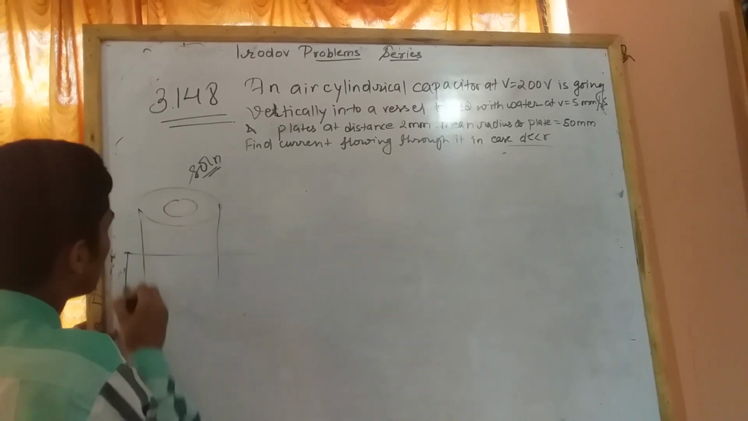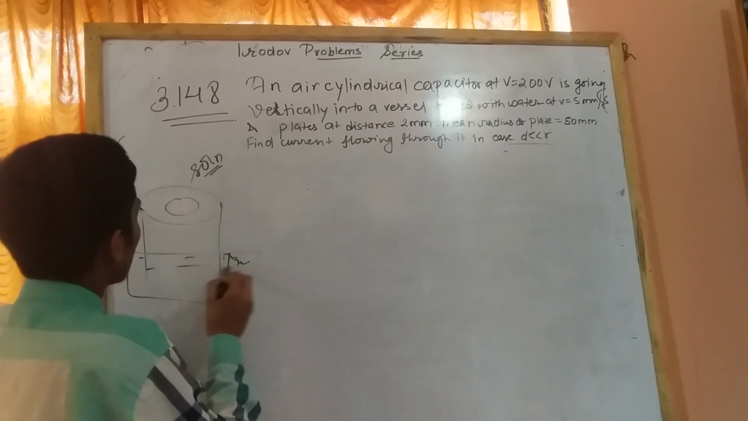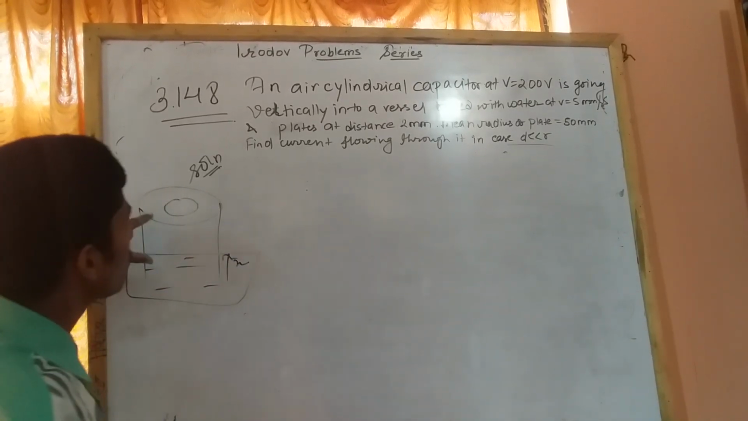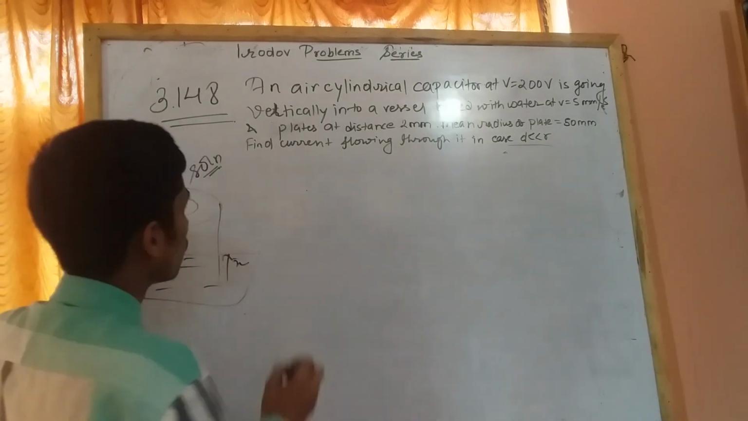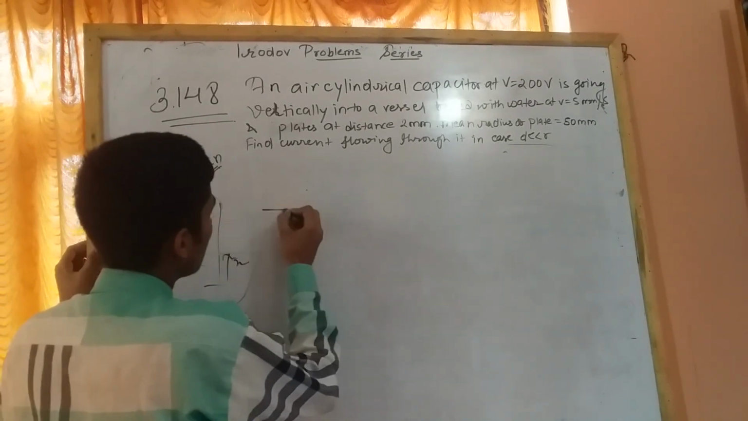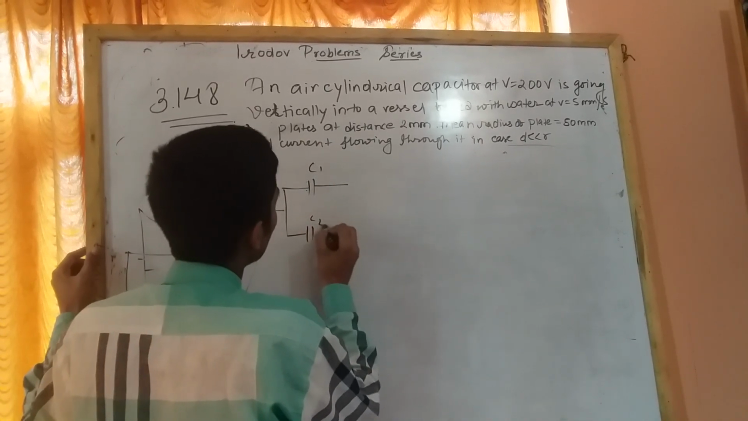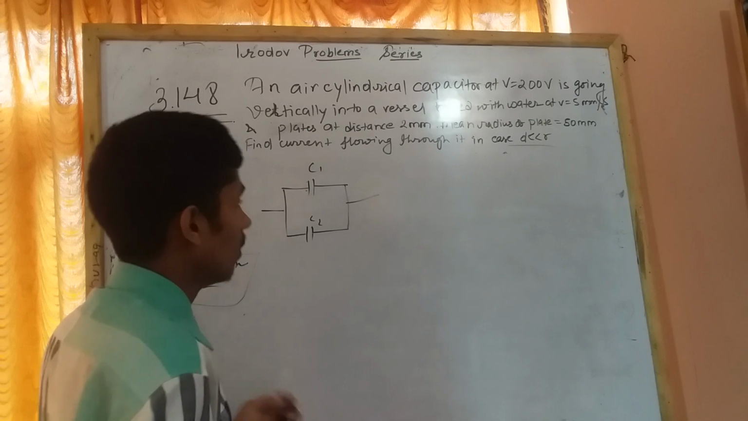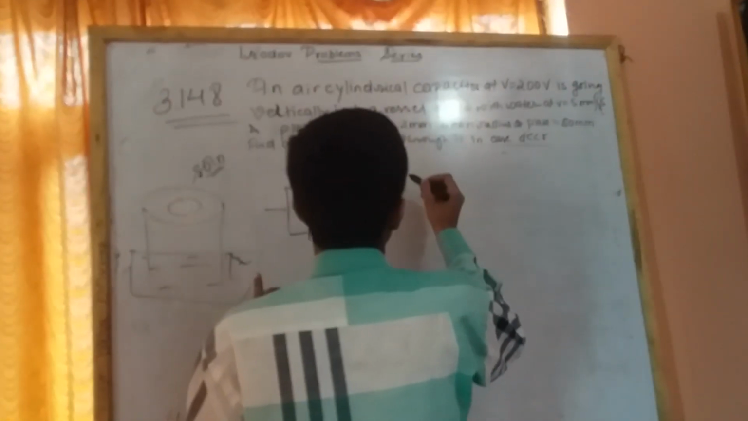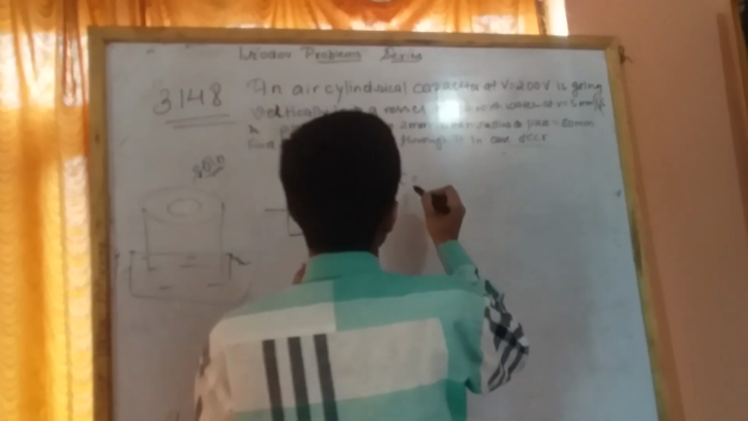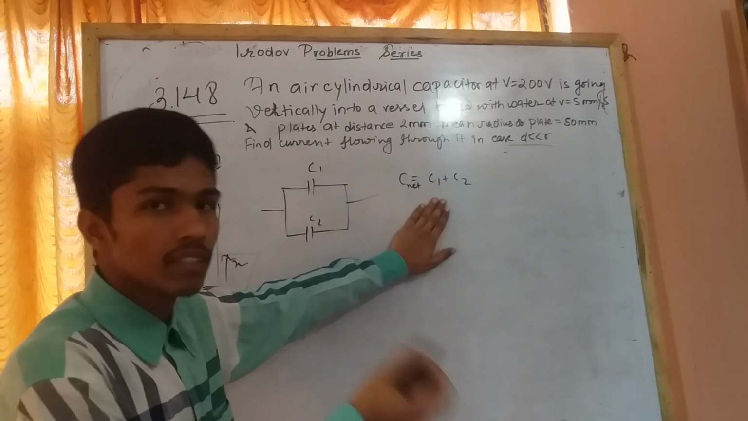Now using this formula, I solve this question. It is a cylindrical capacitor going in, and let's say the x height has already gone into the water. Now the two parts behave as two different capacitors, and both are at the same potential, so they are in parallel. I can write C1 and C2. So C net equals C1 plus C2, since in parallel it is direct addition.